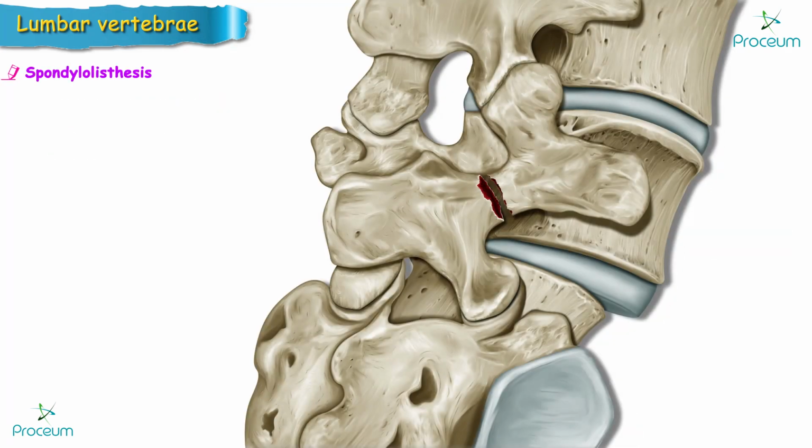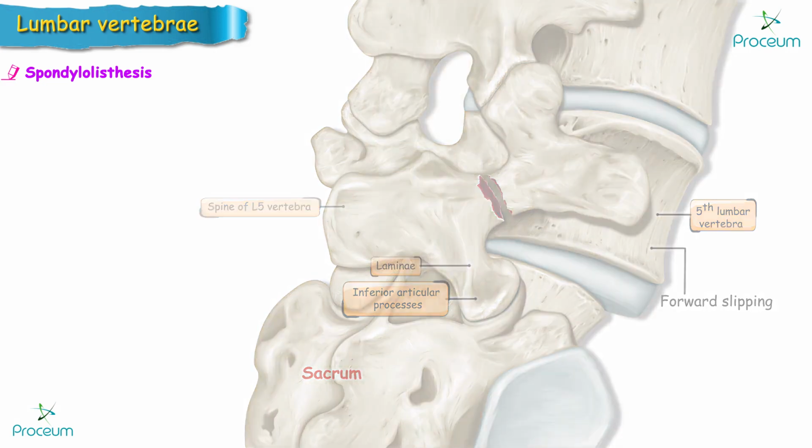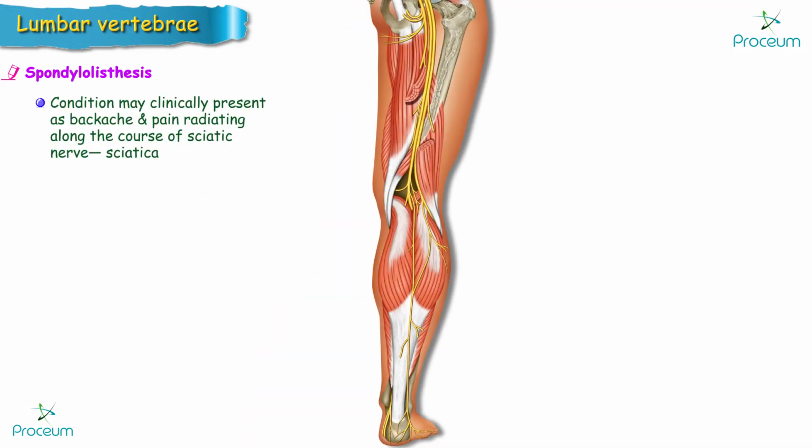Spondylolisthesis. It is the forward slipping of the fifth lumbar vertebra over the sacrum. Sometimes the inferior articular processes, laminae, and the spine of the L5 vertebra are separated from the rest of the vertebra, which slip forwards on the sloping superior surface of the sacrum. This condition may clinically present as backache and pain radiating along the course of the sciatic nerve, causing sciatica.